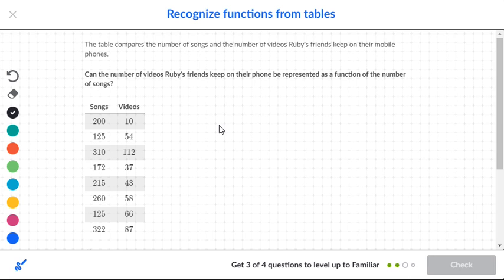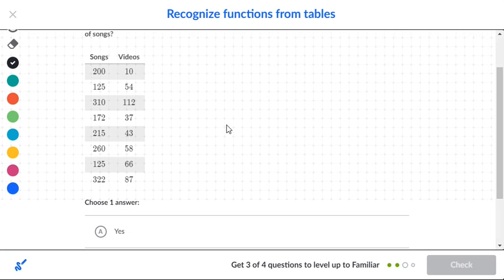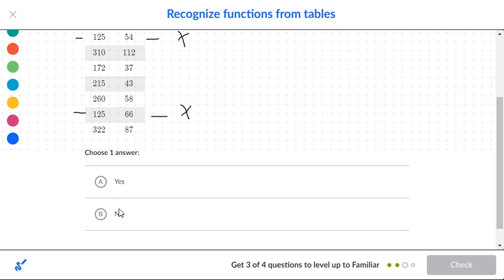Okay, next one we have a table of songs here. And we have 200, 125, 310, 172, 215, 260. So far they're all different. But right here, here's the 125 being repeated again. See, the 125 is with 54, and the 125 is with the 66. So that cannot occur. Now, if the 125 came up again with 54, that's okay. But since it came up with 66, which is a different y, then this would be no. So this is not a function.